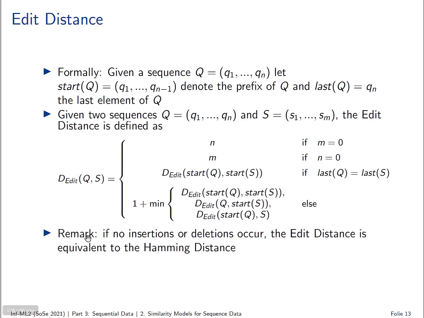So a short remark: if no insertions or deletions occur, so if it's always like this one here or like this one here, then the edit distance is equivalent to the Hamming distance. So obviously this is a substitution. The Hamming distance just counts the number of substitutions and matches, and does not allow for insertions or deletions. Yeah? So this here would be a deletion, and this would be an insertion operation. Yeah? Okay, but that's, I think, quite clear.